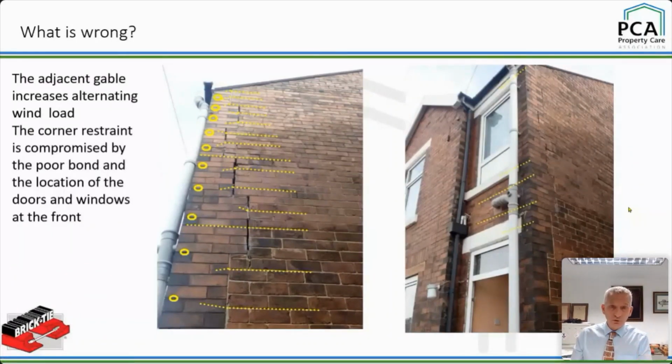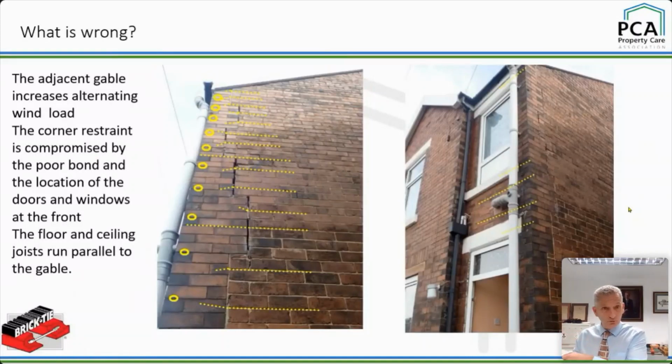We've got no corner restraint. The back corner hasn't moved, but the front has. The floor joists run parallel to the gable. So when you're in there, there's a staircase as well running up the gable, which means the joists have been trimmed around it. So there's no restraint at that point either.